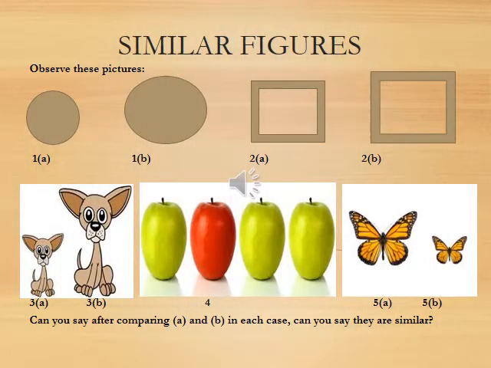Similar figures. Observe these pictures. First A and B, second picture A and B, third A and B, fourth picture where we have four fruits, and fifth picture. Just even you can think of your passport and stamp size photos. Can you call these figures as similar pictures? Are they similar in all aspects? That's what we are going to study in this chapter about similarity.